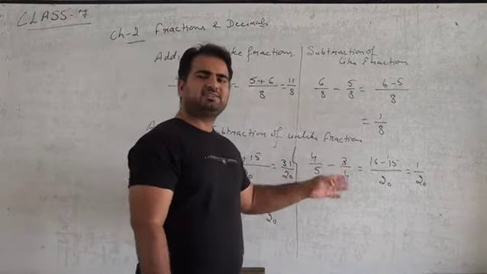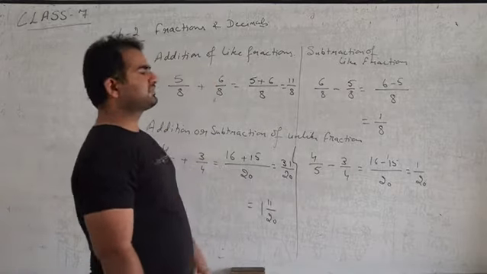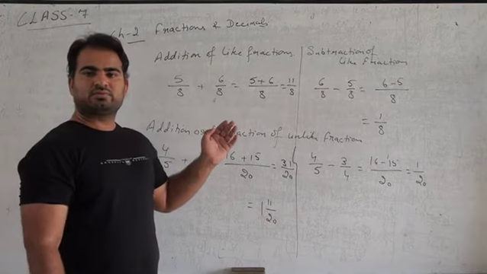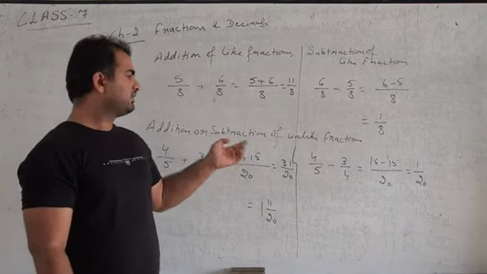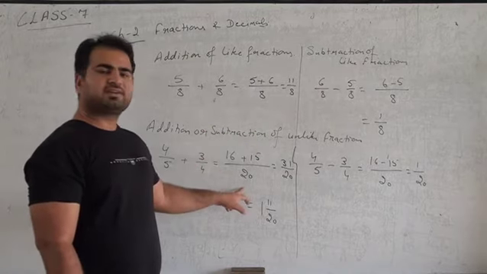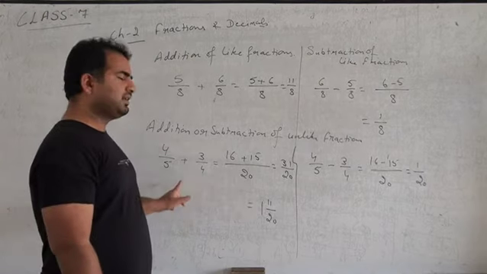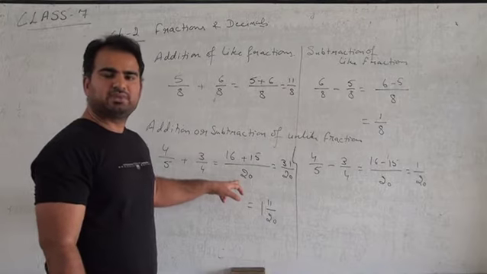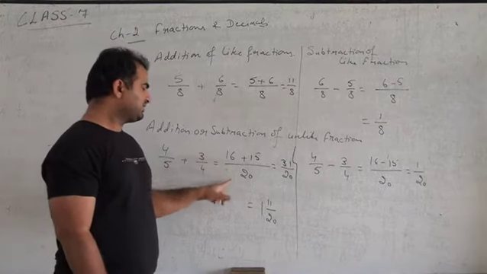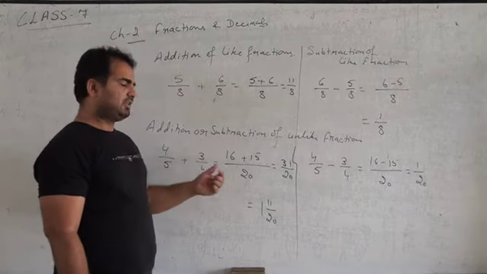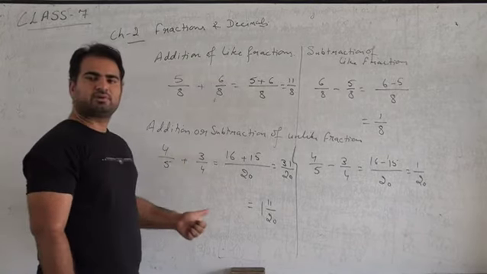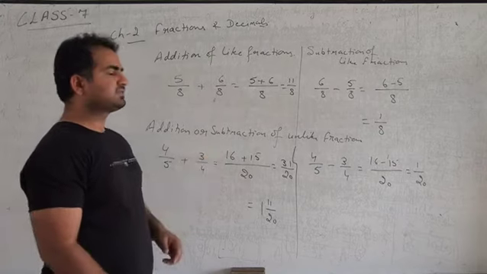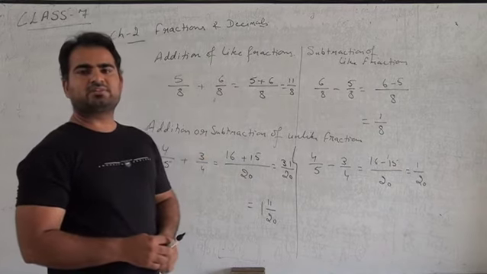So, isn't it easy? Addition and subtraction of like fractions: if we have like fractions, then we don't have to take the LCM. And if there are unlike fractions, then we have to take the LCM and convert them accordingly to the same base. We can write 16 upon 20 and 15 upon 20 in place of 4 upon 5 and 3 upon 4. Okay class? So this is addition and subtraction of like and unlike fractions.